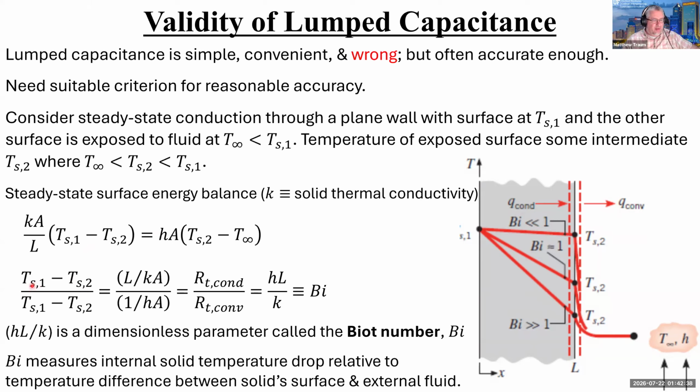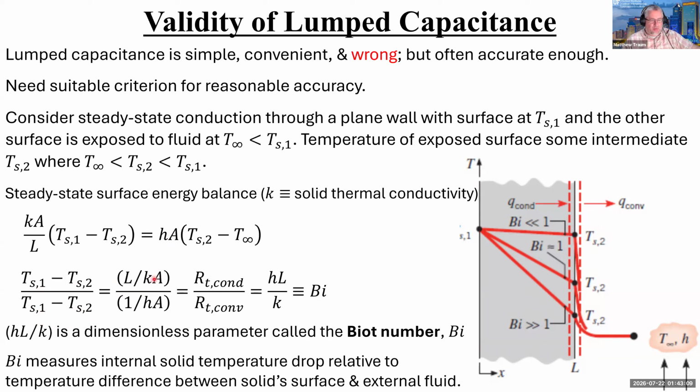So I have TS1 minus TS2 divided by, this should say TS2 minus T infinity, right? I just copy pasted this and did that wrong. But what am I doing? I'm just taking this term and moving it to this side of the equation, and this one to that side, and then writing everything in terms of thermal resistances, right? That's how I know that this denominator is wrong.